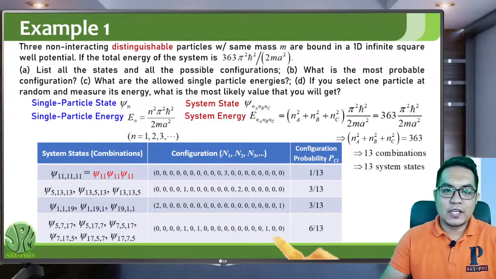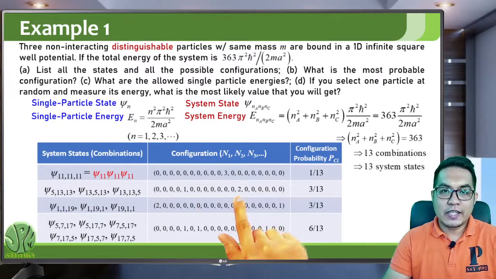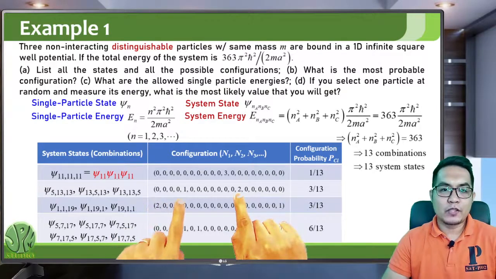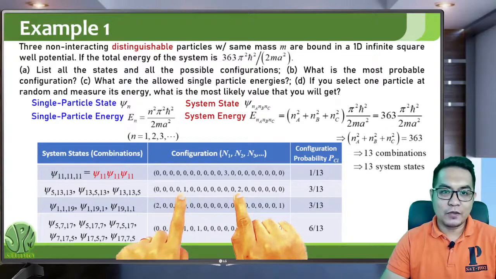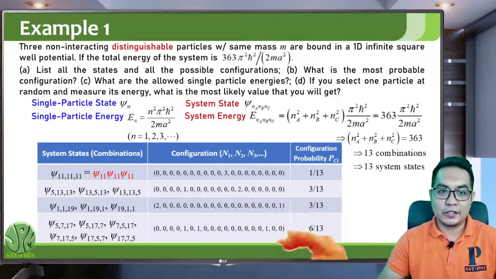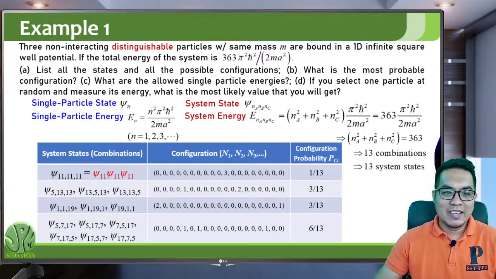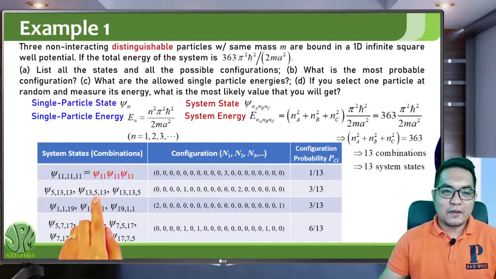The second configuration is if one of the particles is in state psi 5 and 2 of the particles are in state psi 13. So the occupation number for the state psi 13 is 2. The occupation number for the state psi 5 is 1. So there are 3 possible combinations for that scenario where one particle is in state psi 5 and 2 particles are in state psi 13. So you will have psi 5 13 13 and psi 13 5 13 and psi 13 13 5.